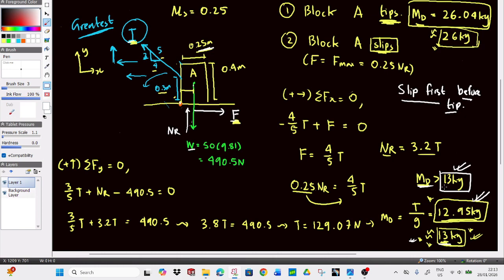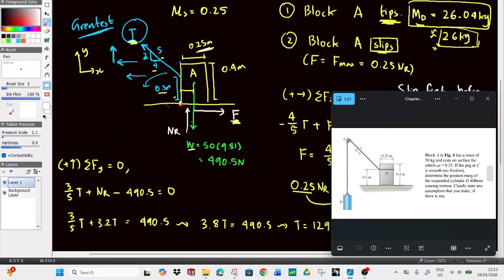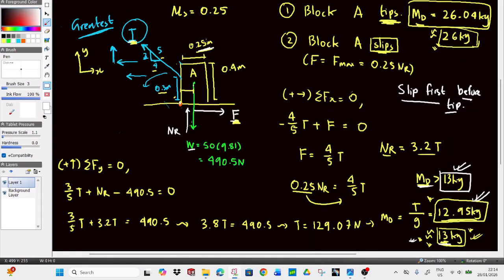But the question here is posed in such a way that it's tricky, right? It says greatest mass. I also got fooled by it. But eventually I came to my senses and realized, no, it has to not cause any kind of motion. Whether you're slipping or tipping, it should not cause any motion, right?